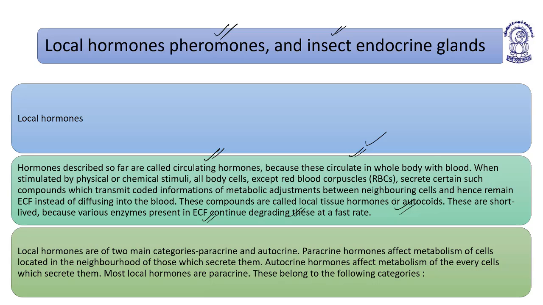Local hormones are of two main categories, paracrine and autocrine. Paracrine hormones affect the metabolism of cells located in the neighborhood of those which secrete them. Autocrine hormones affect the metabolism of the very cells which secrete them. Most local hormones are paracrine. They belong to the following categories.